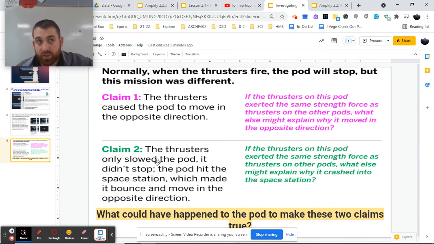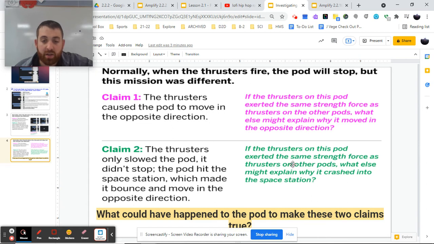And then looking at claim 2, the thrusters only slowed the pod, it didn't stop it, making it hit the space station and bounce off. If the thrusters on this pod exerted that same strength force as any other space pod, what might explain why it crashed into the space station? What are we missing? What in Dr. Gonzalez's emails? What did we observe in our experiments and our simulators to make this true?